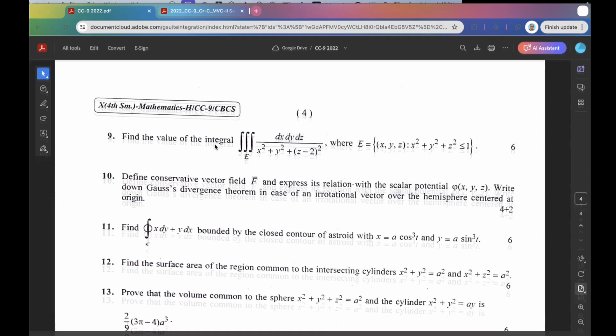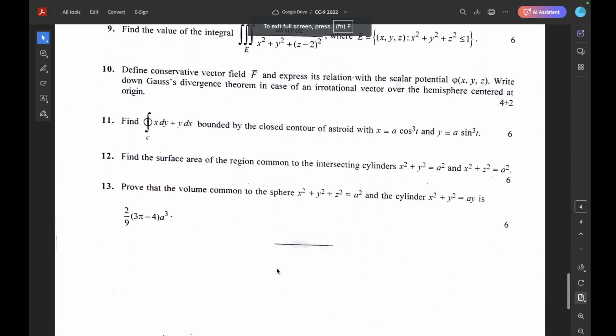Next question. Question 11. Find the closed integration over C of x dy plus y dx, bounded by the closed contour of the asteroid with x equal to a cos cube t and y equal to a sin cube t.